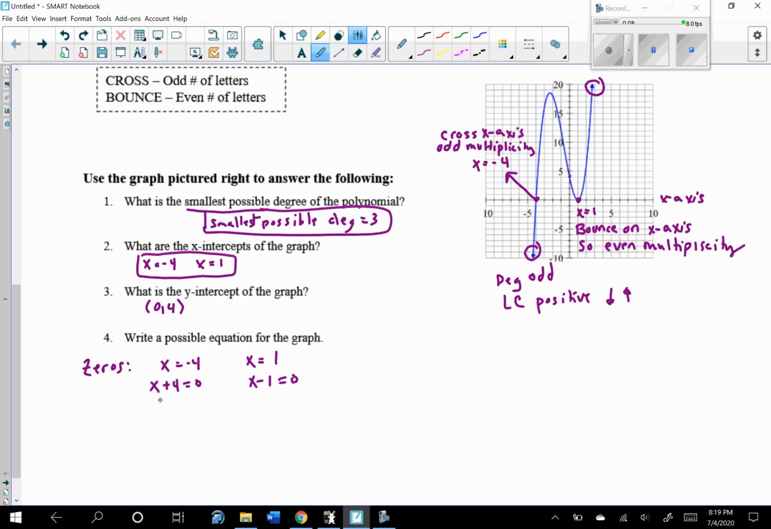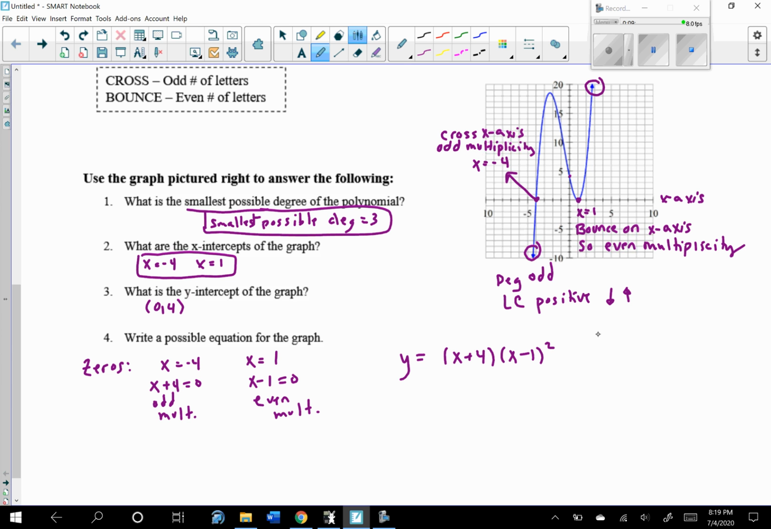At negative 4, remember this is the odd multiplicity, and this one was the even multiplicity. So for this, we would get, just in general, y equals x plus 4. It has to be to an odd power, so we'll just say 1, which is fine. And x minus 1 quantity squared. So this is a possible equation that we have.